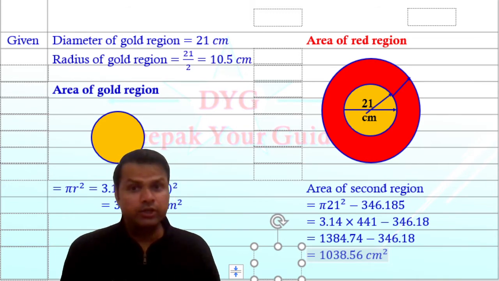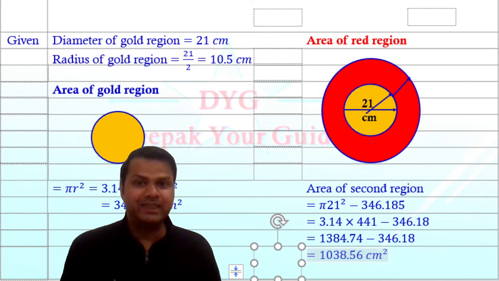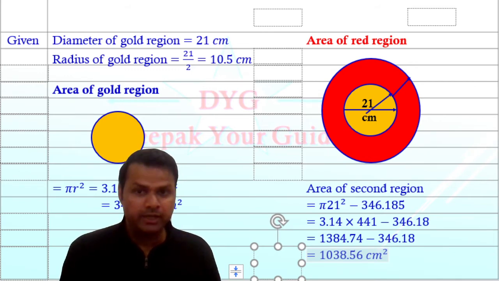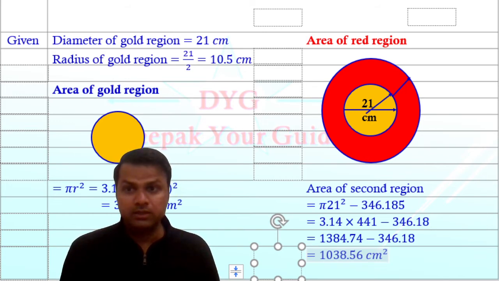Now the question was we did not have the radius of this bigger circle. So to find the radius of the bigger circle, the logic that we have used is we knew the radius of the gold circle is 10.5, and we also know the width of this region which is 10.5. So we just added 10.5 plus 10.5 and that gave us the radius of the complete bigger circle. So I hope you are able to understand what we are discussing here and how we are able to find these values. Now, if you have understood how we found the area of these two regions, now it will be easier for you to calculate the area of the third region.